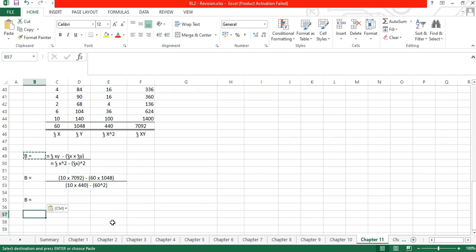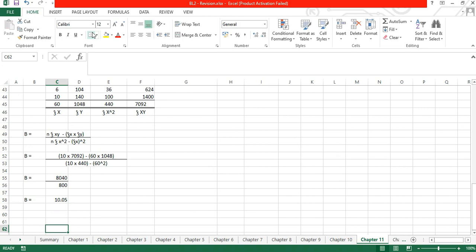B will be therefore equal to 7092 multiplied by 10, that answer minus 60 multiplied by 1048, which is 8040, divided by 440 into 10 minus 60 into 60, which is 800. Therefore, B equals 8040 divided by 800, which is 10.05.